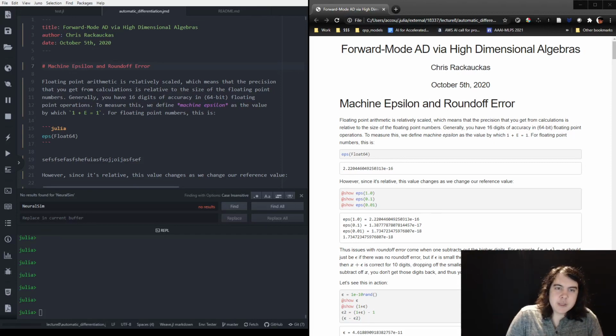Hi class. So today is going to be about automatic differentiation. Specifically, we're going to do forward mode automatic differentiation via a high dimensional algebra form. There are different ways to look at this problem of how you start to do automatic differentiation, and I think that this way of looking at it through algebras is actually the most accessible because it's just straightforward mathematics that gives you a new form of automatic differentiation.